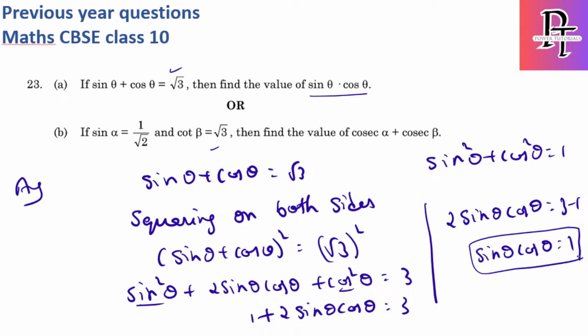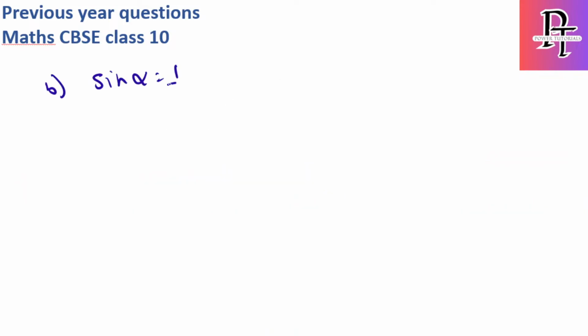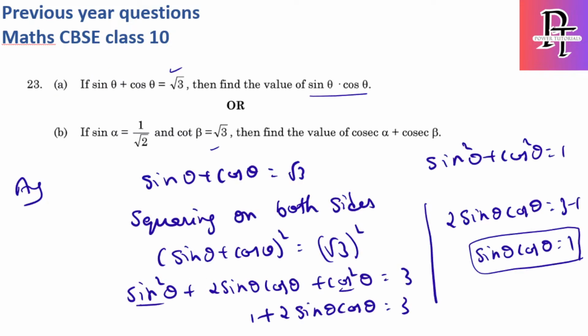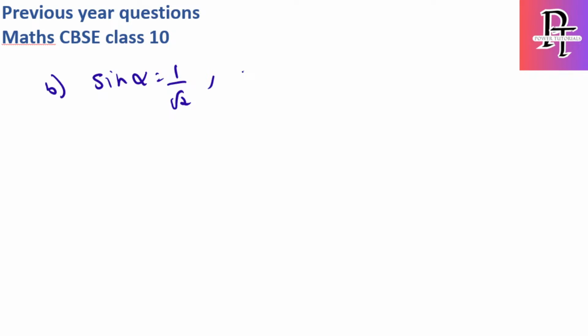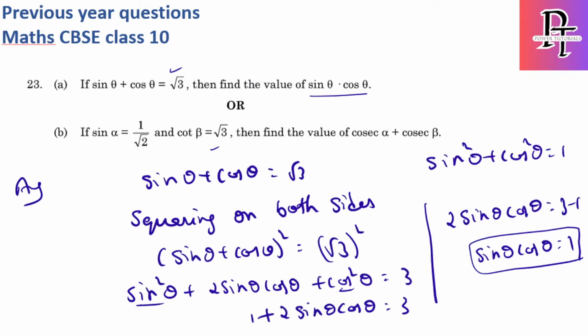Okay, let's solve the B part. Sin alpha is 1 by 2. Cot beta is root 3. They are asking for cosecant alpha, cosecant beta.